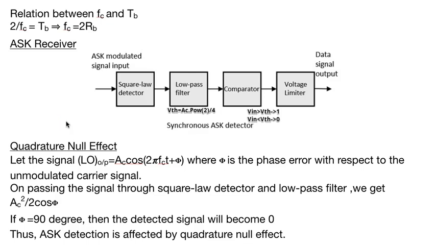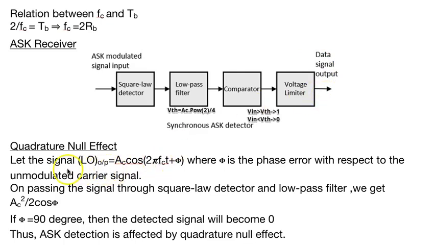Now the relation between FC and TB. So FC is equal to 2 into RB. That is important. You must know the bandwidth of each and every carrier modulation technique. Now the ASK receiver is a square law detector with a low pass filter and a comparator with a voltage limiter, and you get your digital signal output.